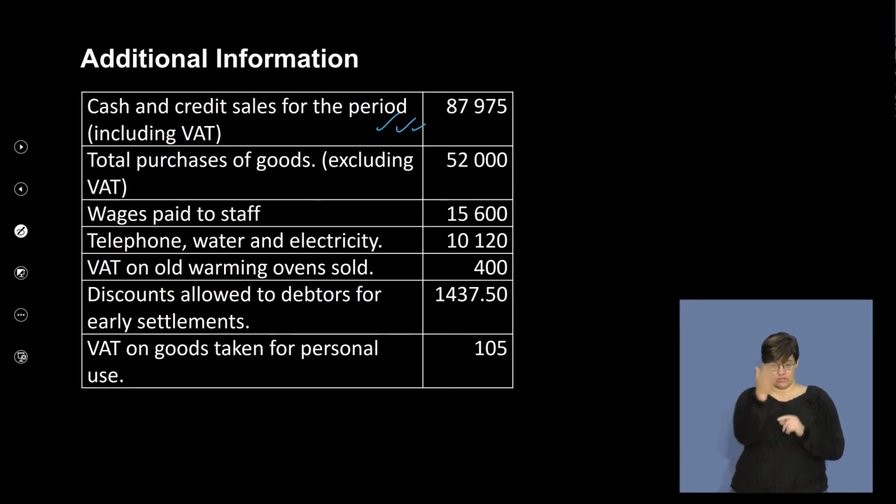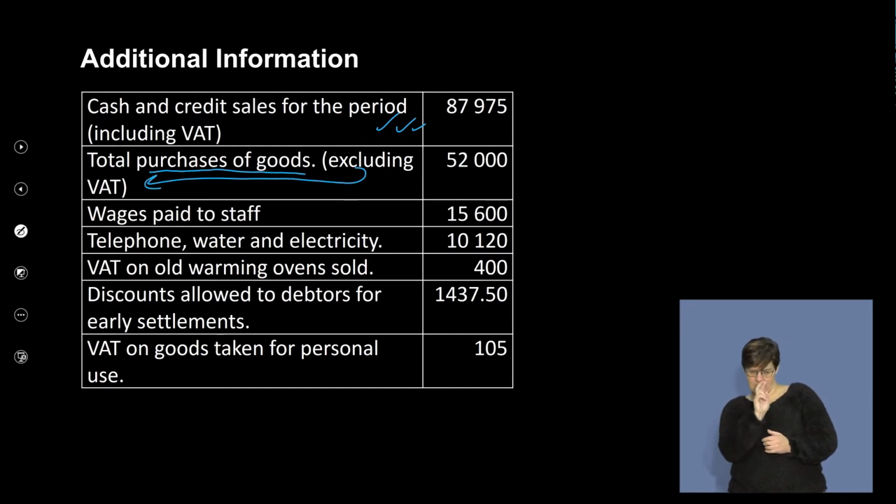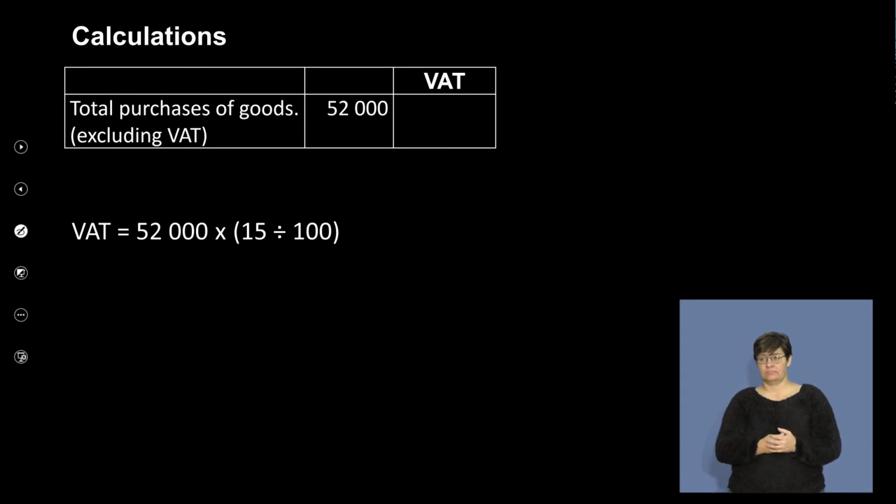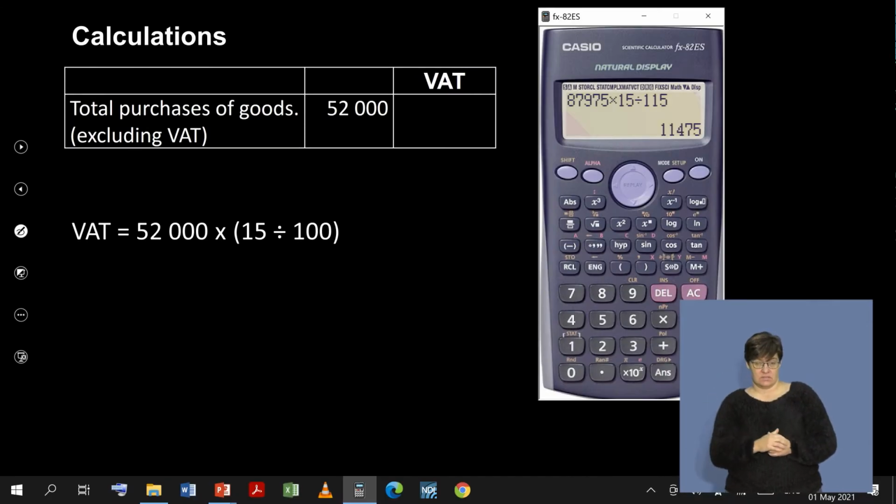So that one is done and dusted. Total purchases of goods, right? Excluding VAT. Okay? So immediately you can see that the price that you are seeing there is the 100%. It does not have VAT included in it. So, very simple. Let's do the calculation. Here we go. It's your 52,000, right? Let's take our 52,000, and all that you do is you multiply it by 15%, because you want your VAT amount, and your VAT amount is 7,800.